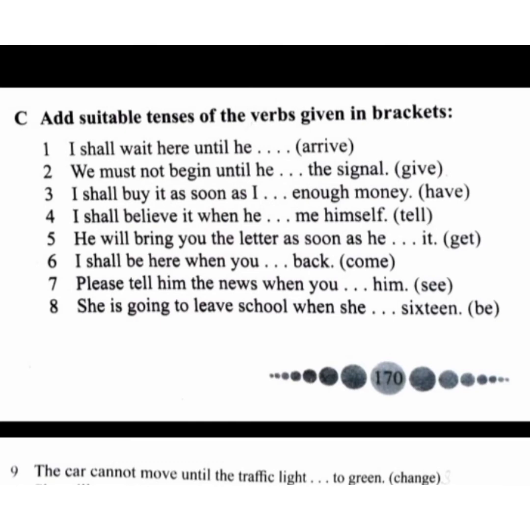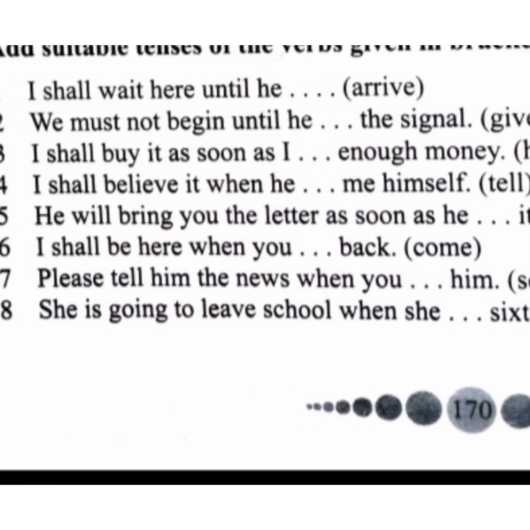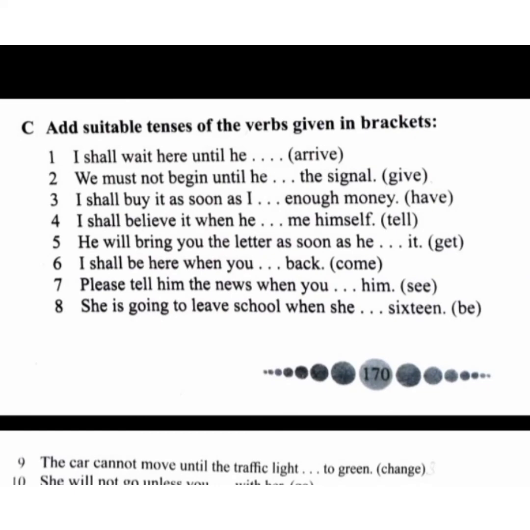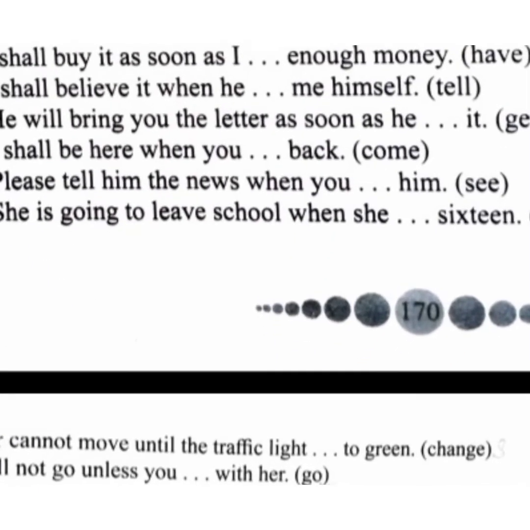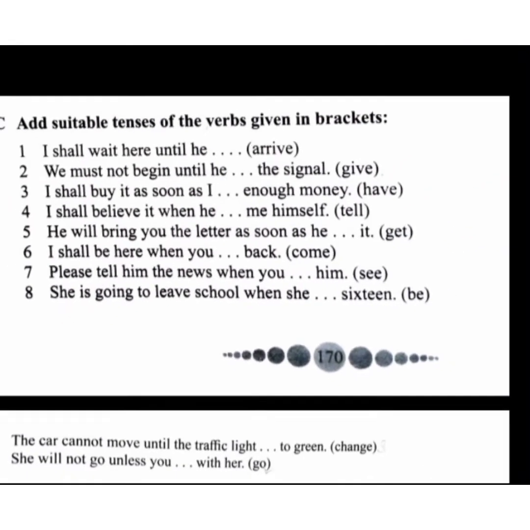Seventh one, please tell him the news when you see him. Eighth one, she is going to leave the school when she is 16. Next page, page number 171, the ninth question, the car cannot move until the traffic light changes to green. And the last one, she will not go unless you go with her. Clear? So this exercise is also clear to you, children. Yes, so follow the rules of sequence of tenses.